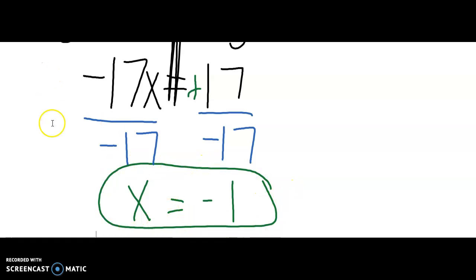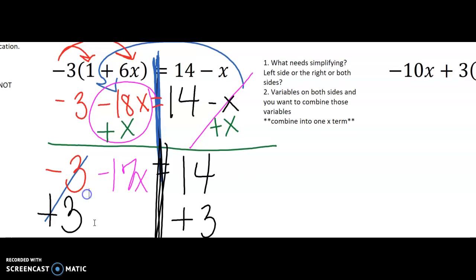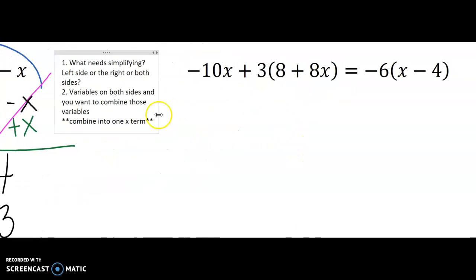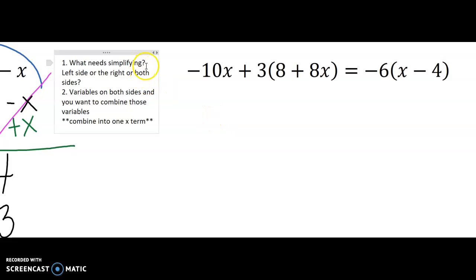Alright guys, so that was a second example. If you need to replay that video to see how it's done, just let me know. And I want you to try this next one. Go ahead and try this next one. This one is a little bit harder because it has a little bit more steps, but ask yourself the same questions. What needs simplifying? Is it the left side, the right side, or both sides?